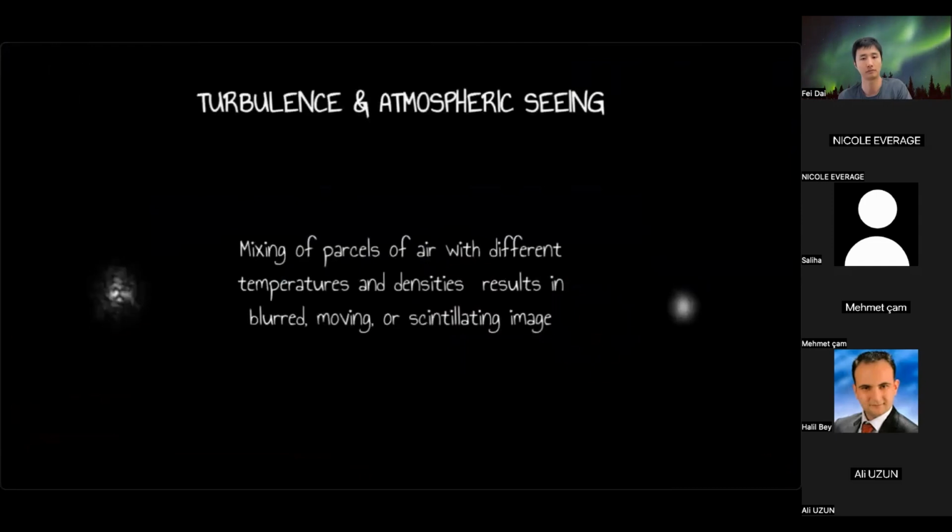Our atmosphere is not exactly homogeneous. You can imagine air as being broken into different parcels or cells. These cells have different temperatures and densities, and they interact with each other. As a result, the image of our target seems to be blurred or smeared or even scintillating. This is called atmospheric seeing and is quantified as the size of the target as imaged by the telescope before any correction is applied.